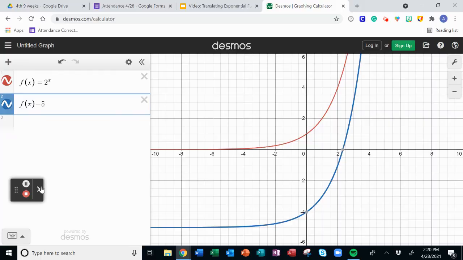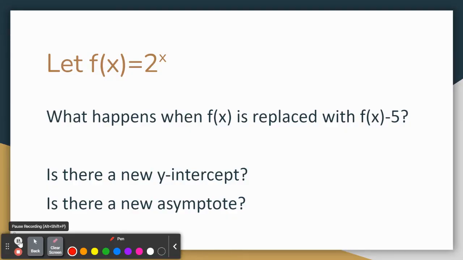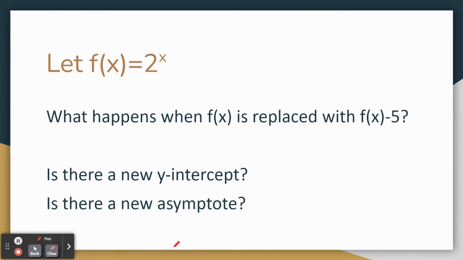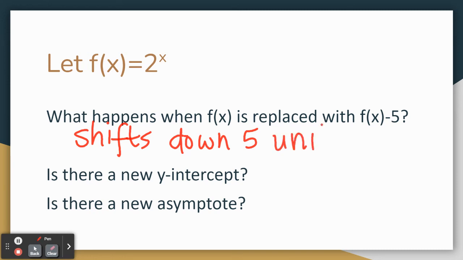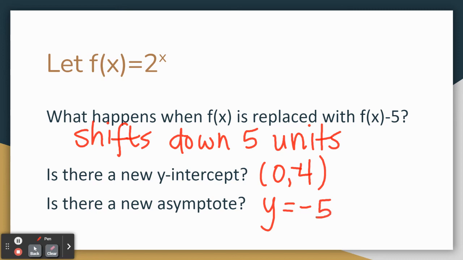So let's answer the questions. All right, what happens when f of x is replaced with f of x minus 5? Our graph shifts down 5 units. Is there a new y-intercept? Yes. It is 0, -4. Is there a new asymptote? Yes. Y is equal to -5. Get that from here as well.